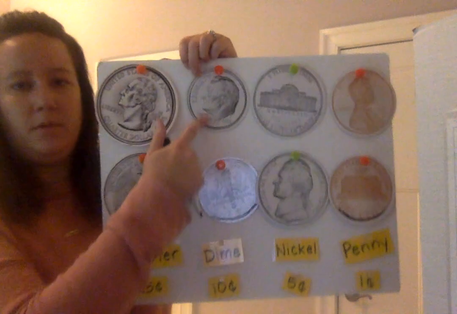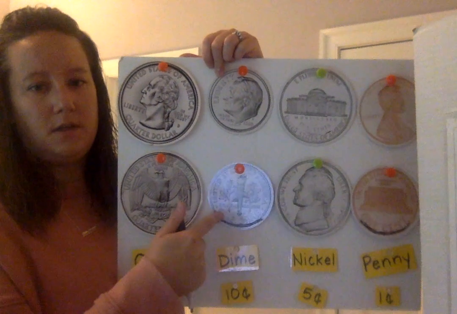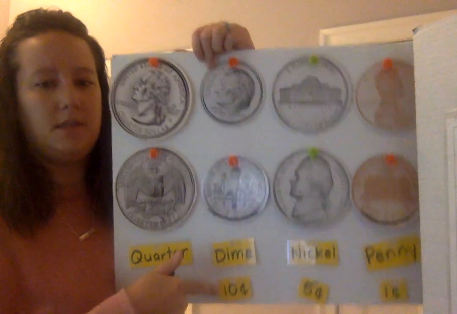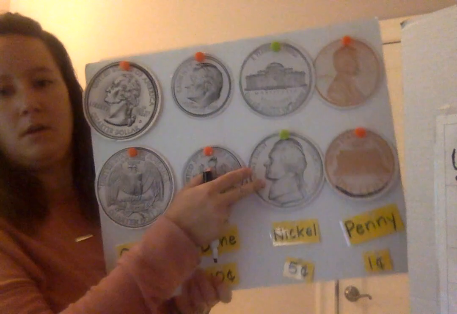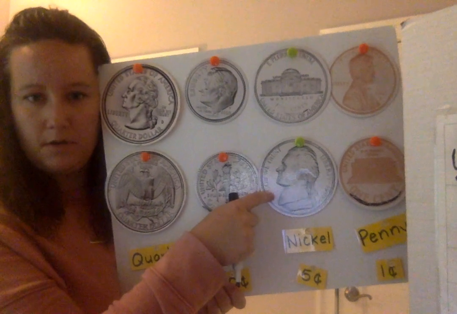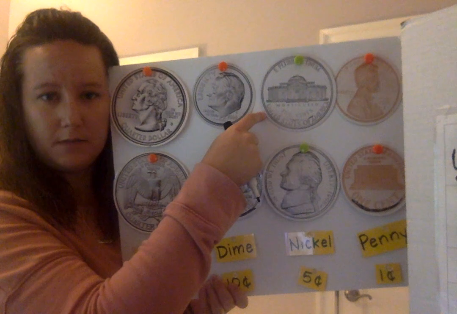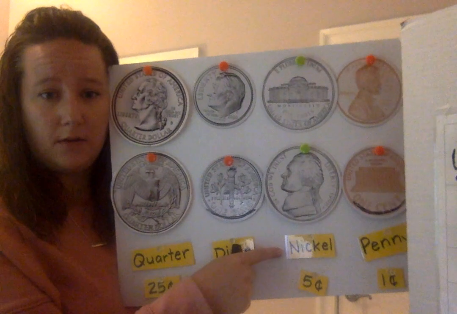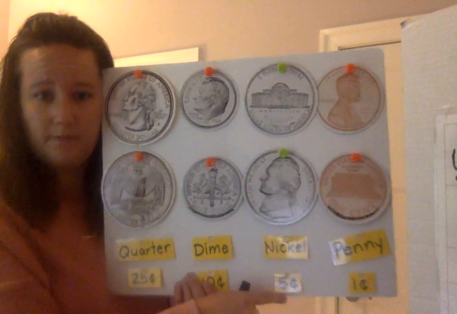Next, we have a dime. Remember, on heads is Franklin Roosevelt. And on tails, we see a torch and 2 branches. The dime is 10 cents. So when we count dimes, we count them by tens. Sorry. Next, we have the nickel. I still haven't fixed that. I gotta fix that. The nickel, the heads, shows Thomas Jefferson. And the tails is his house where he lived in Virginia, Monticello. The nickel is worth 5 cents. So when we count nickels, we count them by 5s.